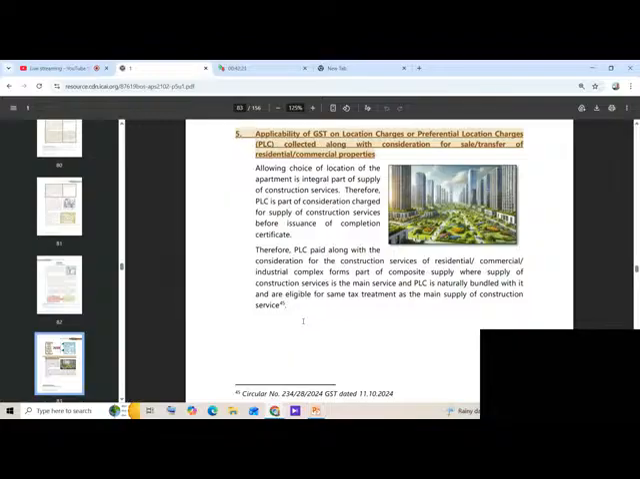Therefore, PLC paid along with the consideration for the construction services of residential, commercial, industrial complex forms part of composite supply, where supply of construction services is the main service and PLC is naturally bundled with it and is eligible for the same tax treatment as the main supply of construction service.